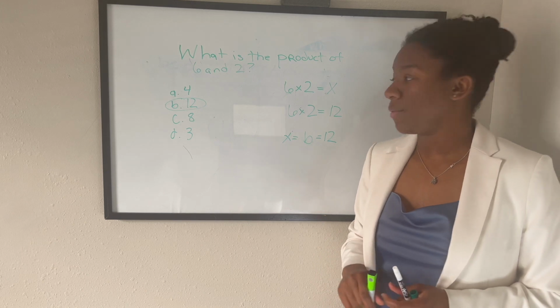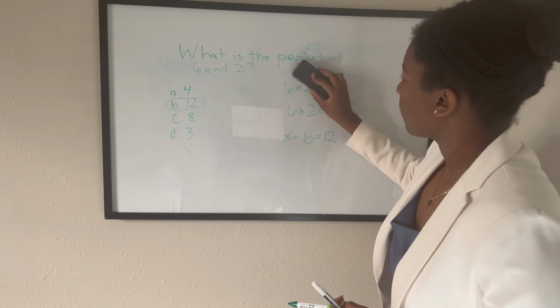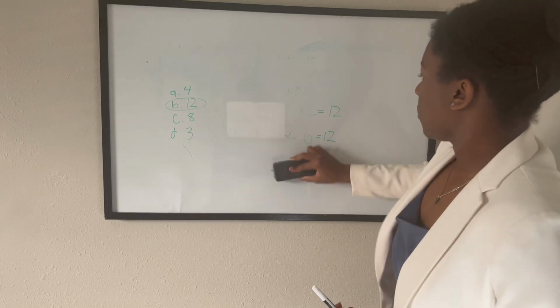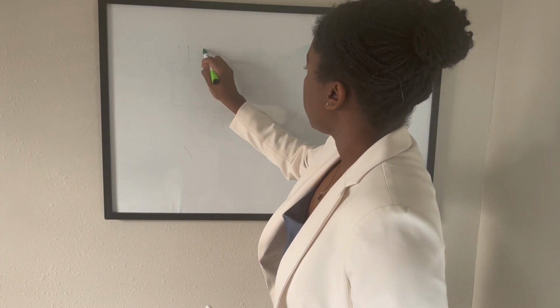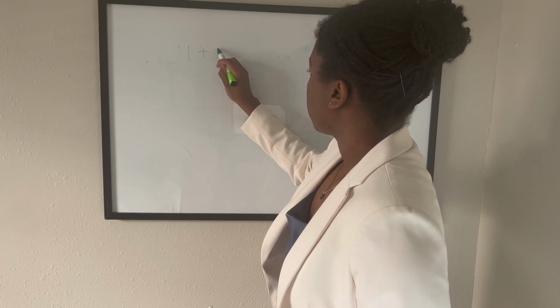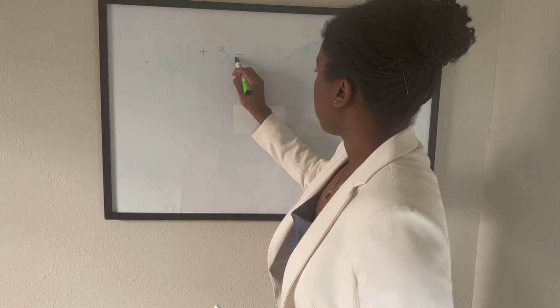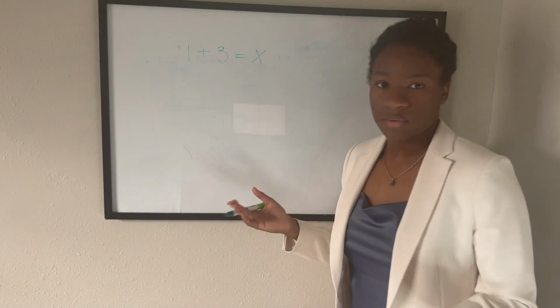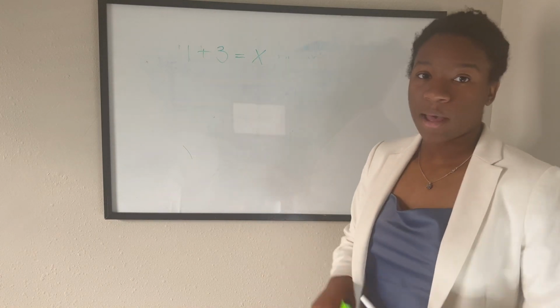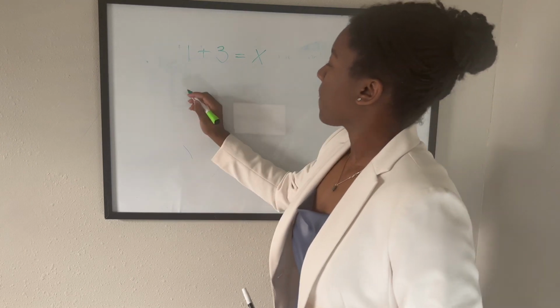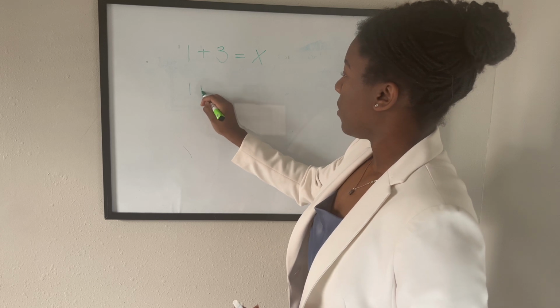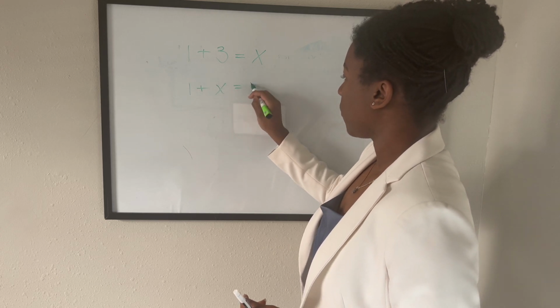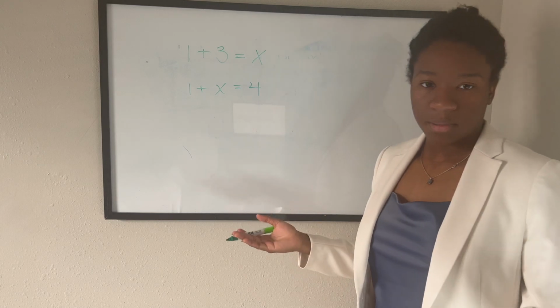Now I'm going to give you a problem of your own. What if I were to say, instead of what is the product of 6 and 2, just using the variables, 1 plus 3 equals X? So what's X? Tell me in the comments below what X is. Also, we can put that variable anywhere. So if I gave you 1 plus X equals 4, 1 plus what number would give us 4?